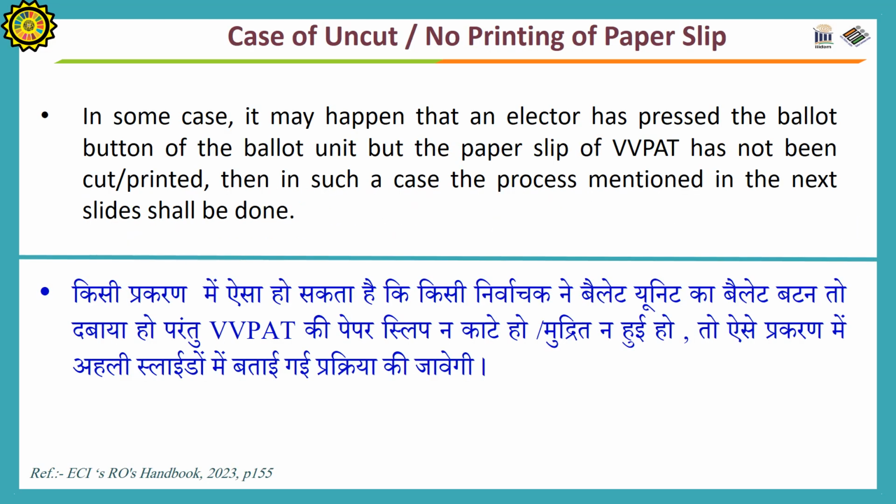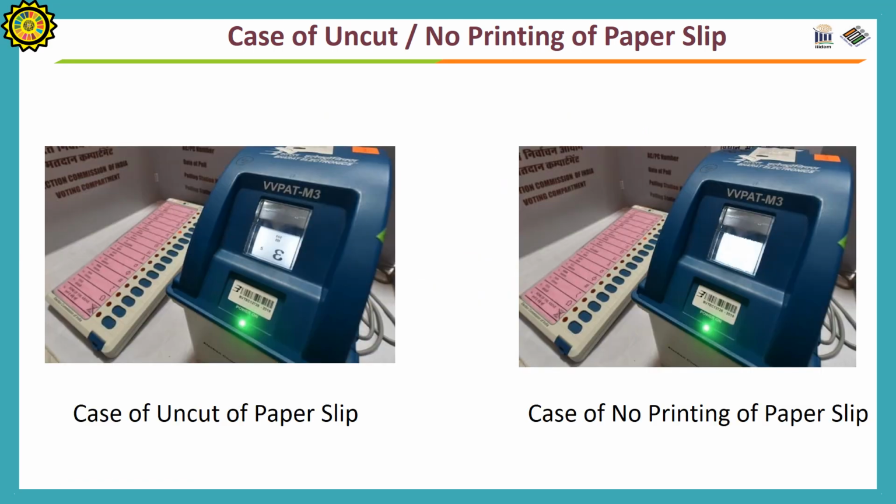In some cases, it may happen that an elector has pressed the ballot button of the ballot unit, but the paper slip of VVPAT has not been cut or printed. In such a case, the process mentioned in the next slides shall be followed. The photograph regarding the case of uncut paper slip or no printing of paper slip is shown on the screen.